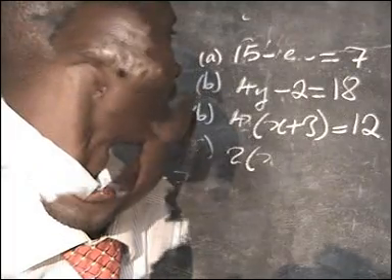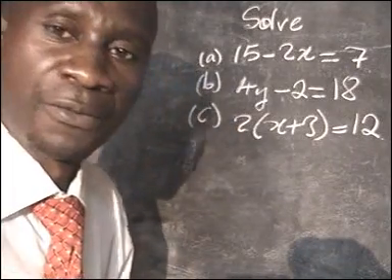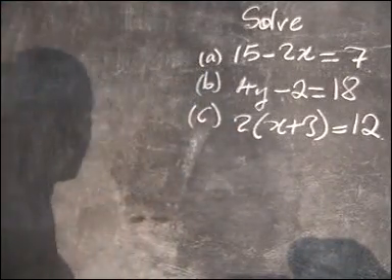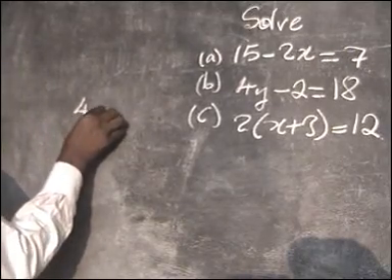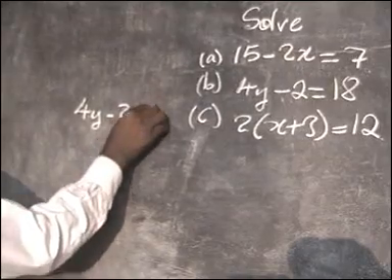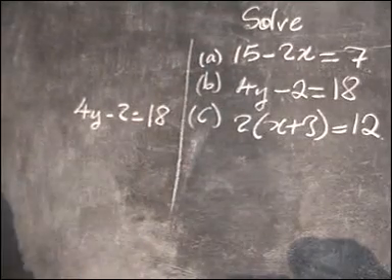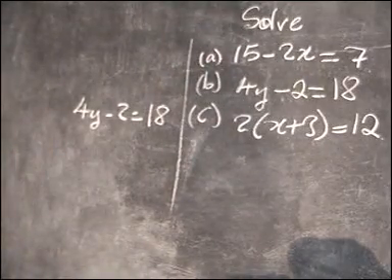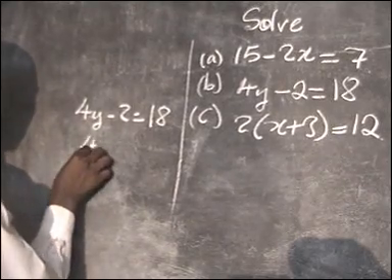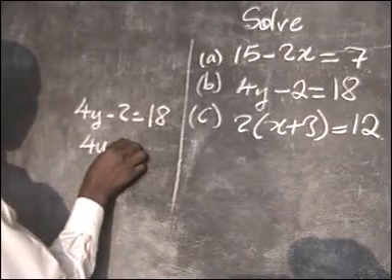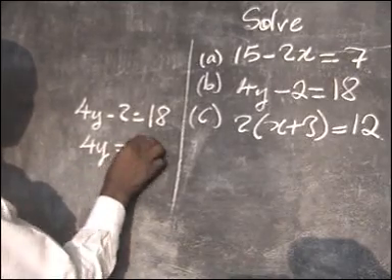This is number 4y minus 2 equals 18. So I write it there: 4y minus 2 equals 18. How can this problem be solved? This is not all that difficult. So all you are going to do is to write 4y, then maintain an equal sign. After the equal sign, there is 18.